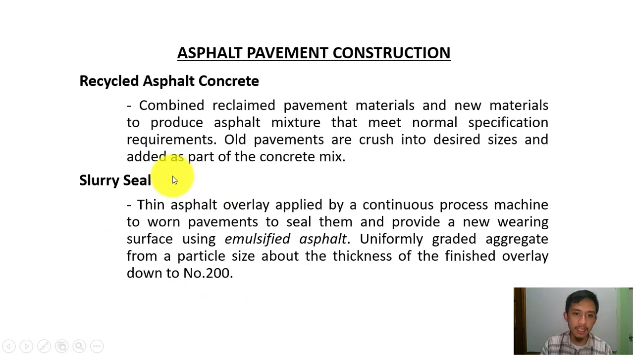Again, slurry seal is a thin asphalt overlay applied by a continuous process machine to worn pavement to seal it and provide a new surface using emulsified asphalt. Let's say you have an old pavement, such as a Portland cement concrete pavement, and the surface is already worn out. Then we need to improve the skid or friction resistance of the surface. Then we will apply what we call the slurry seal, using your emulsified asphalt and, of course, an aggregate within this range of sizes, down to number 200.